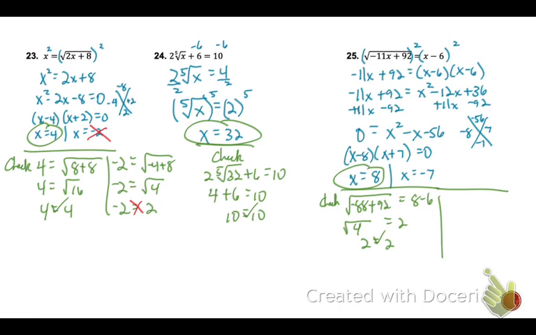And now let's try negative 7. So plugging that in, we get the square root of positive 77 plus 92 equals the square root of negative 7 minus 6, which is negative 13. So then the square root of 169 is positive 13, which does not equal negative 13. So negative 7 does not work as a solution, so we need to cross it off.